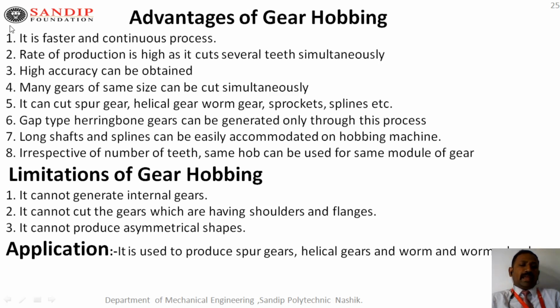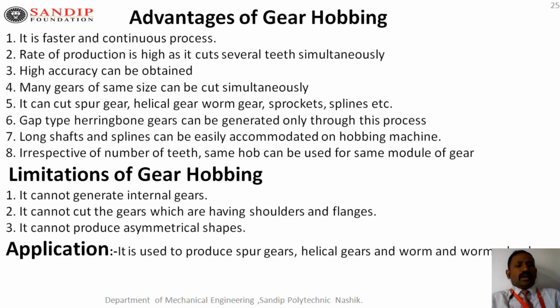So the rate of production is high, because it cuts several teeth simultaneously. High accuracy can be achieved. Many gears of the same size can be cut simultaneously, because a number of gears are mounted on the mandrel. It can cut spur, helical, worm gears and sprockets or splines. Gap type herringbone gears can be generated only through this process.